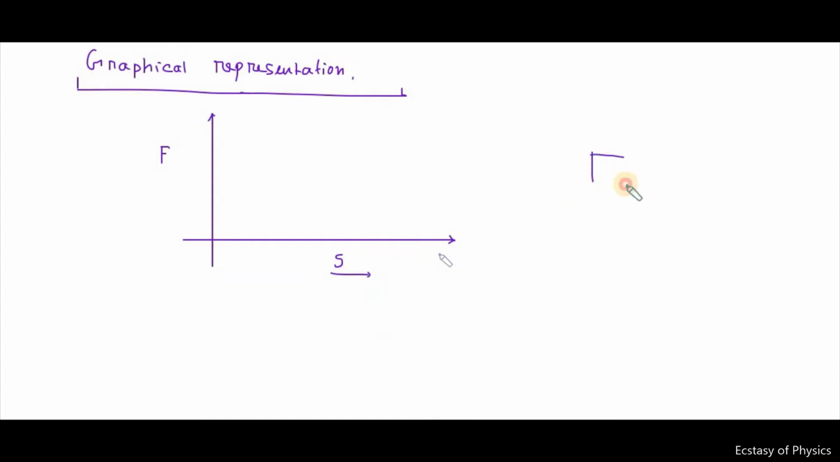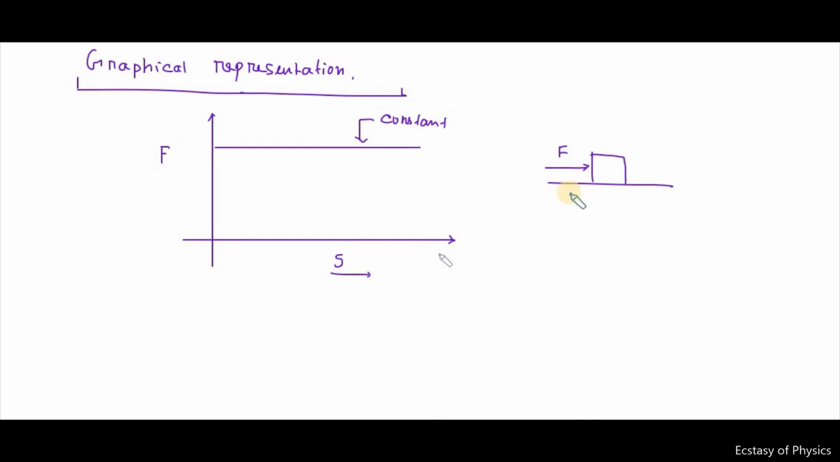We have already defined that work done is the product of force and displacement. So let's draw the graph by plotting the force along the y-axis and the displacement along the x-axis. Now if a constant force is applied on an object, constant force meaning the magnitude of the force is uniform, it can be represented in the graph by this line.